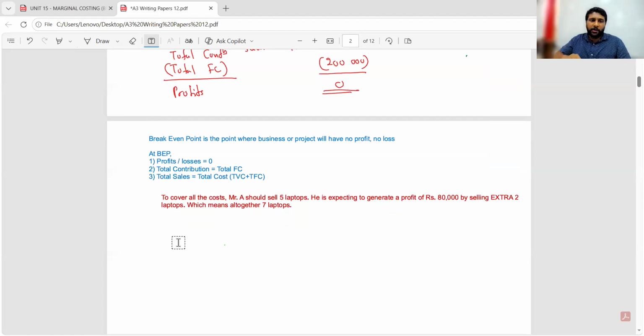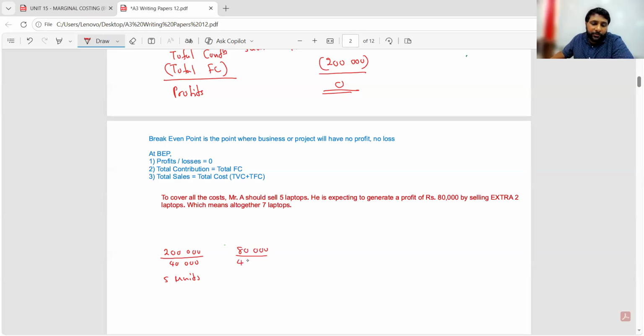Okay. Now look at this, people. 200,000 divided by 40,000 is 5 laptops, 5 units. Why these 5 units, people? To cover all the costs. Extra how much does he need? Everyone tell me. Profit, how much? 80,000.